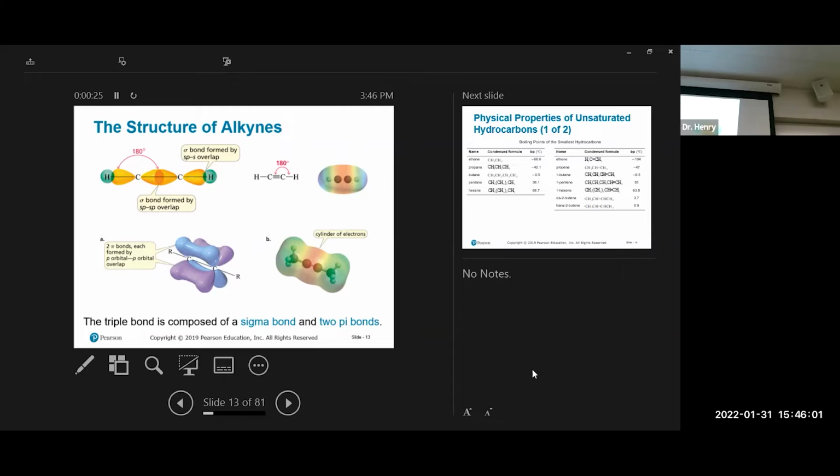So the structure of alkynes, right? So we know that when we're talking about alkynes, what is the hybridization of an alkyne? Alkyne. Are you sure? Alkyne. What was that? Are you sure? It's just sp. What was that?